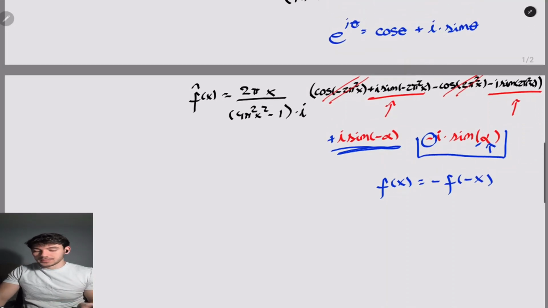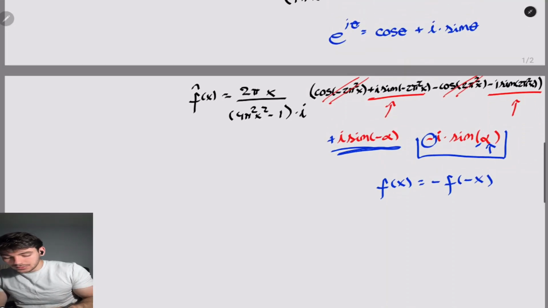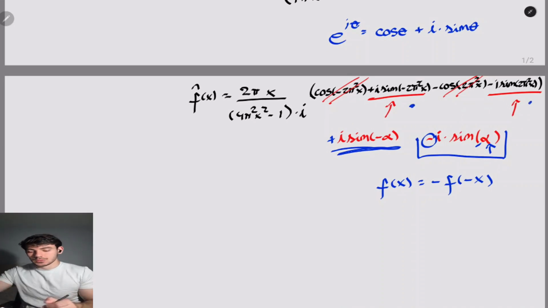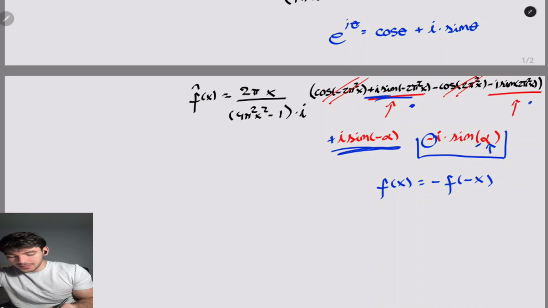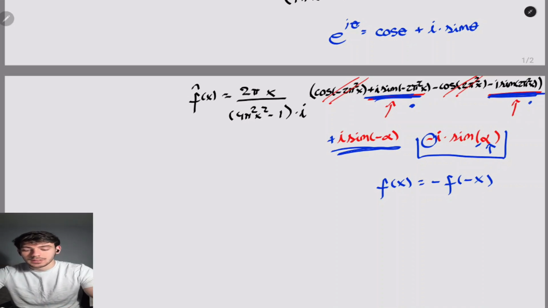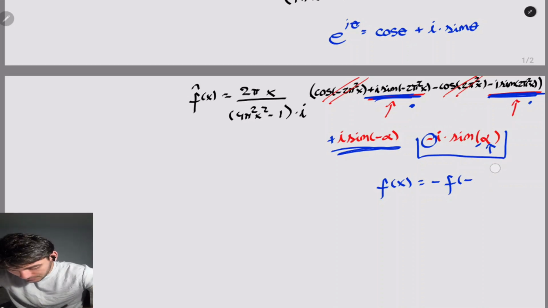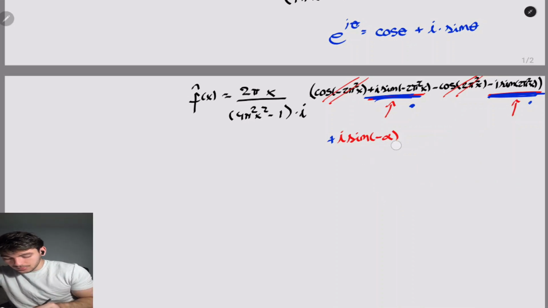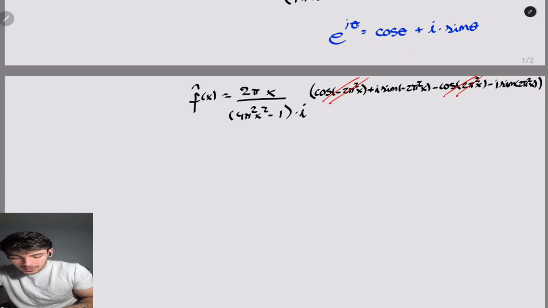So basically we'll have 2 times any one of these since they are the same. So this term here is equal to this term here, because sine is odd. So here we have the definition of an odd function. So we can choose the one that we want to multiply by 2. It's mathematically the same, but I'll choose this one.